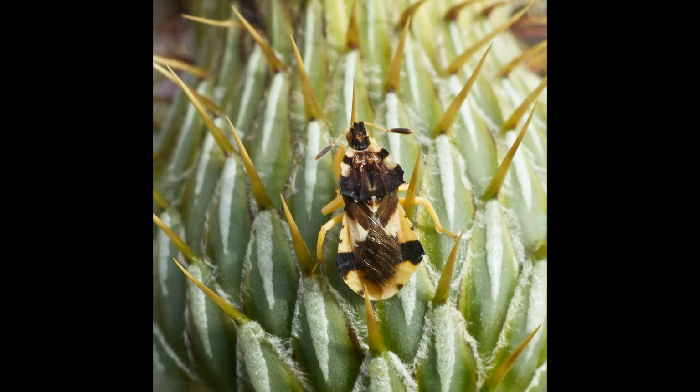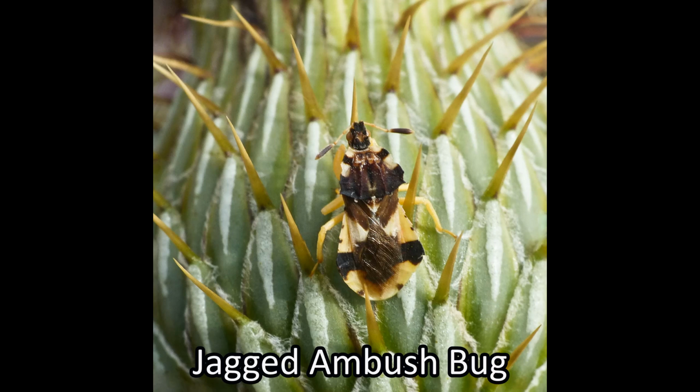These insects get their name by lying very still, waiting for their prey. Their amazing camouflage also helps them with this sneak attack. One of their favorite places to hide is goldenrod flowers, where they can capture bees and large flies with their impressively strong forelegs. This is a jagged ambush bug.